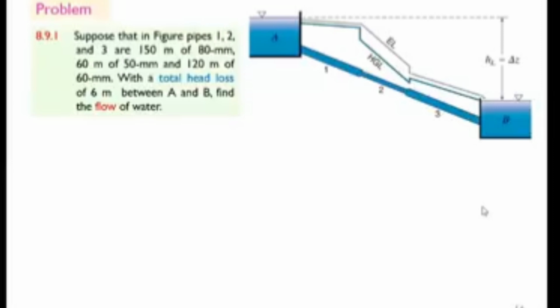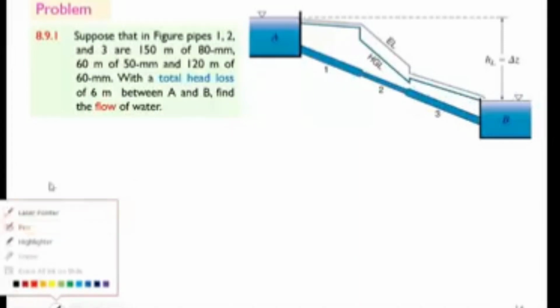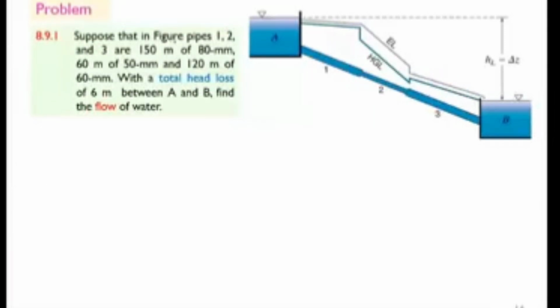So now we are discussing the pipes in series topic. Let us solve a problem on that, to see how we use the methods that we just discussed to solve the problems. This is problem 8.9.1 from the textbook. Suppose we have, in the figure, 3 pipes connected. We have one pipe, a second pipe, and then the third pipe.